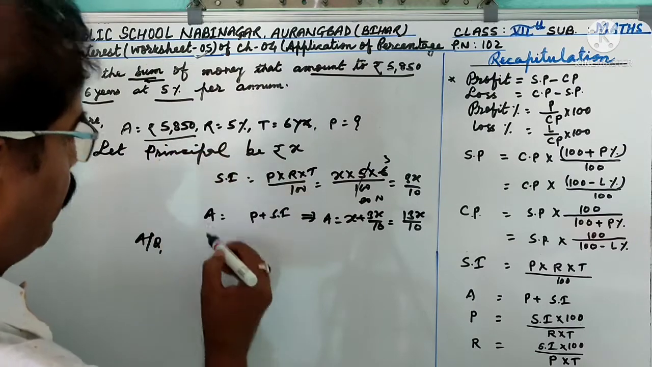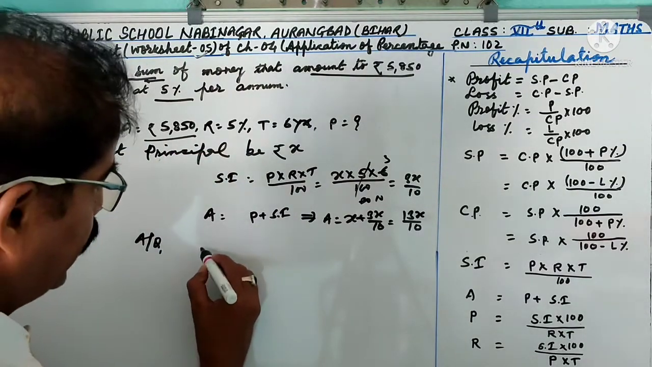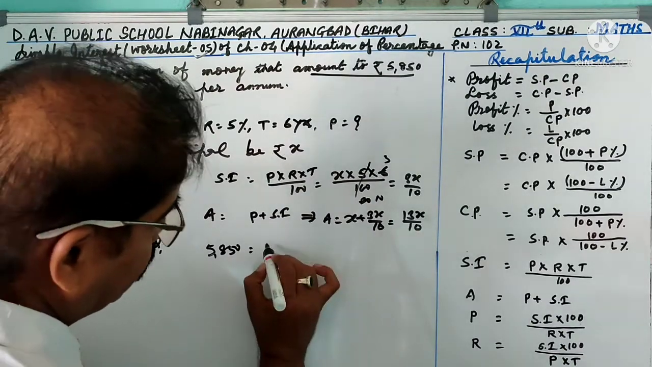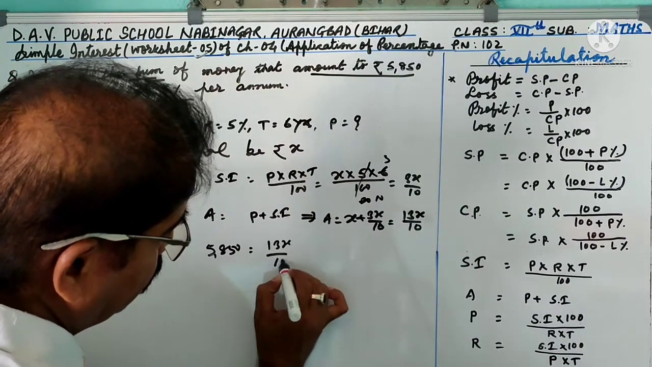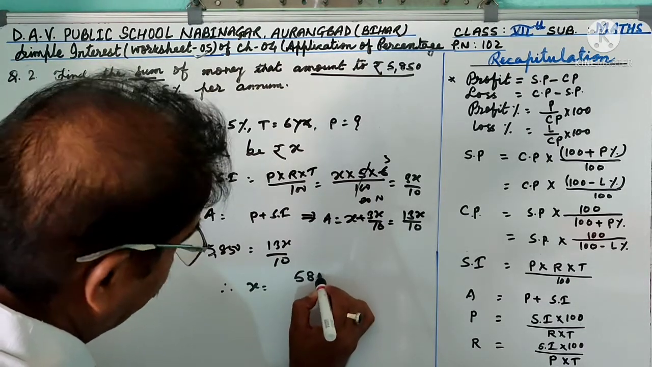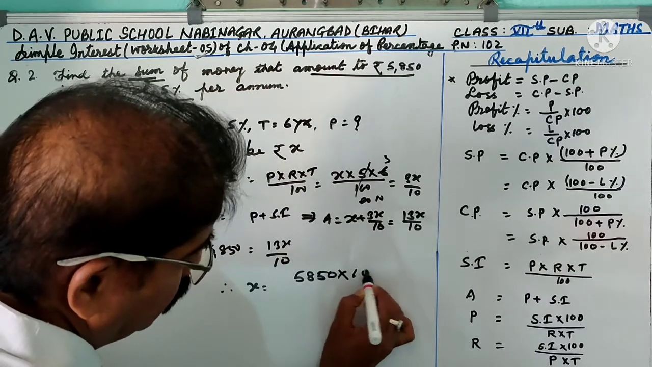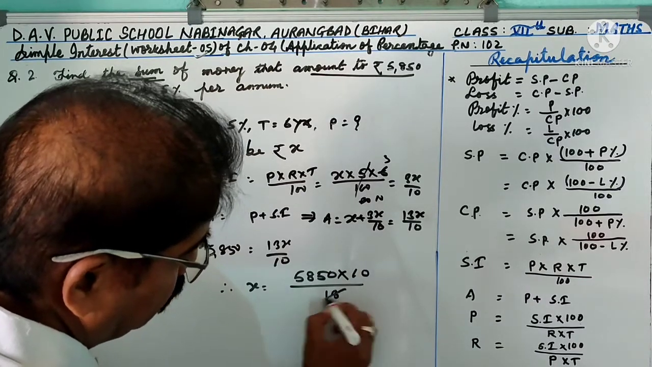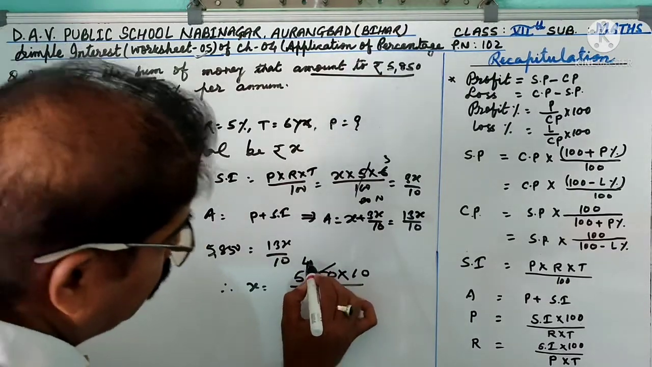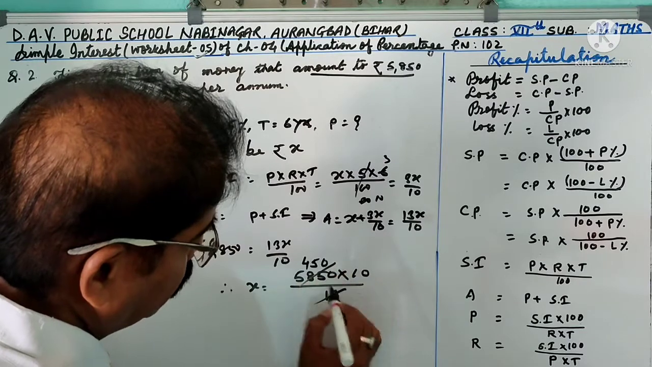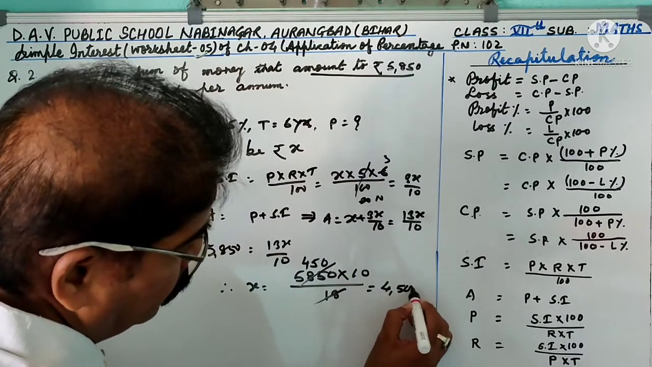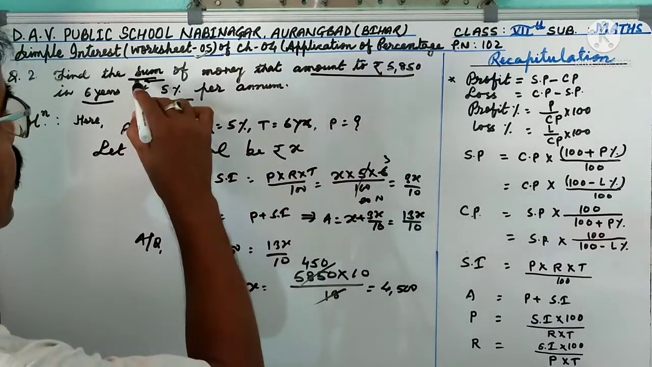amount given is 5,850. So 5,850 equals 13x by 10. That is x equals 5,850 into 10 by 13. 13 4s are 52, 6, 13 5s are 65, 0. That is 4,500. So find the sum.